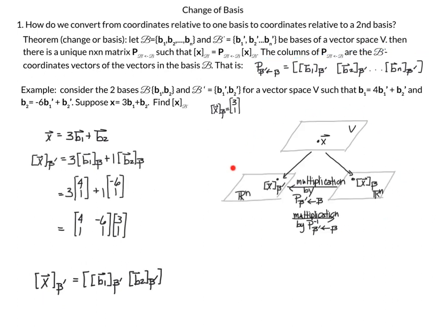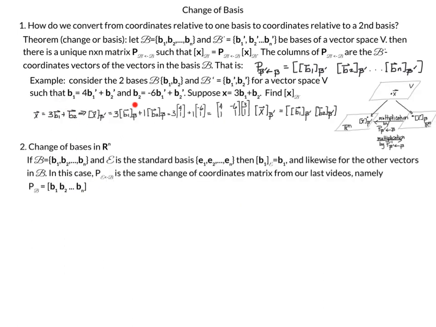I have this diagram here that some people find useful, and if you don't, then that's okay too. But here we have a vector x in our vector space V. We can write this vector x in terms of coordinates with respect to our basis B, or we can write coordinates with respect to our basis B prime. If we want to convert from B to B prime, we're going to use our matrix that converts from B to B prime. If we want to convert from B prime to B, we will then multiply by the inverse matrix. So it's still this matrix, P from B to B prime, but then we take its inverse.